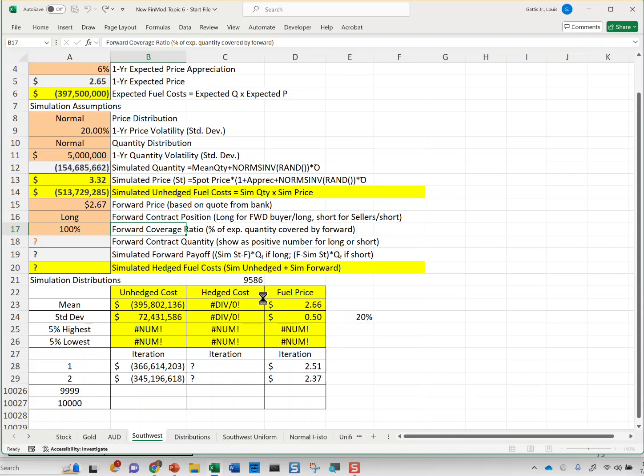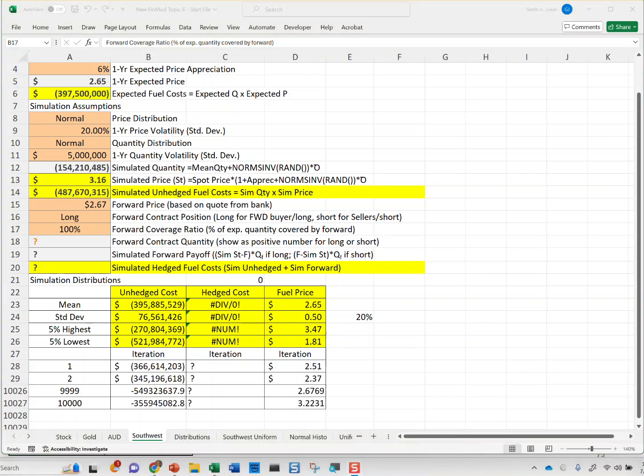I got a countdown there. Notice it, you see the first two costs here. Looks like mine turned out to be negative, 366 million cost and 345. But it's generating 10,000 of those, and it's going to take a little while. I'll take a little pause and we'll let that run.